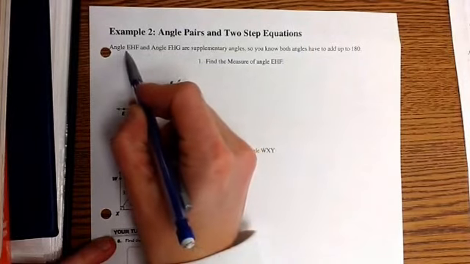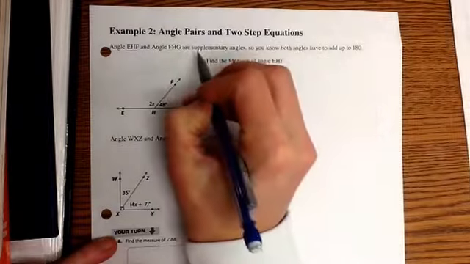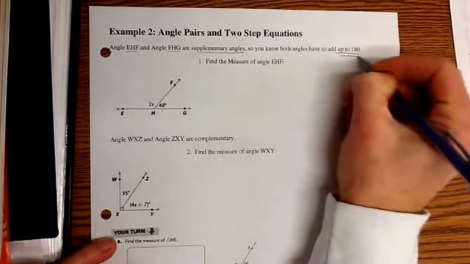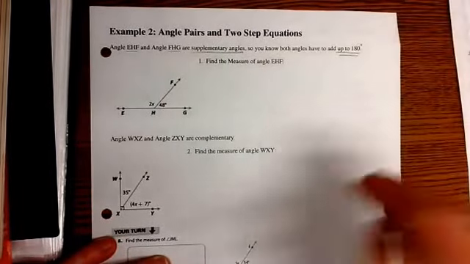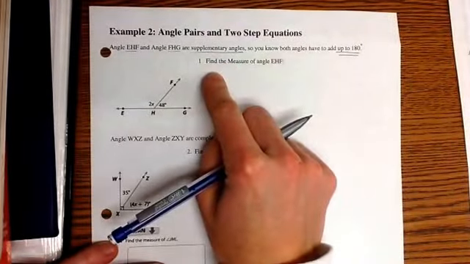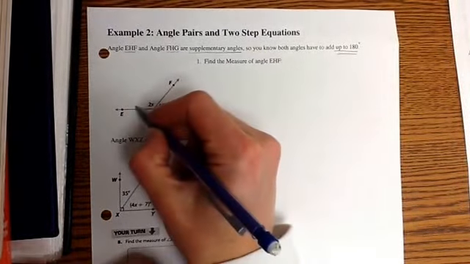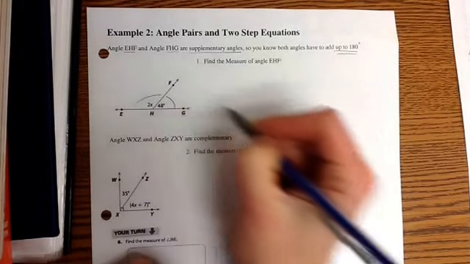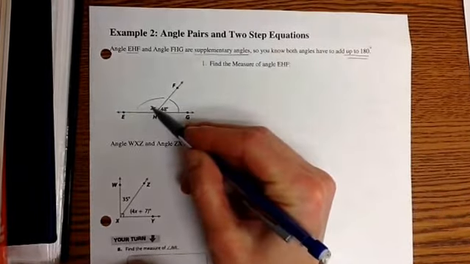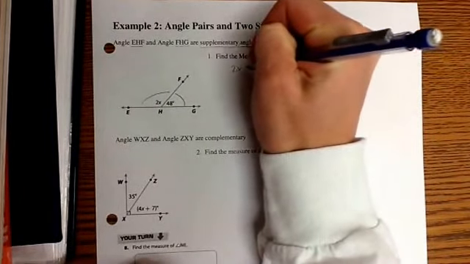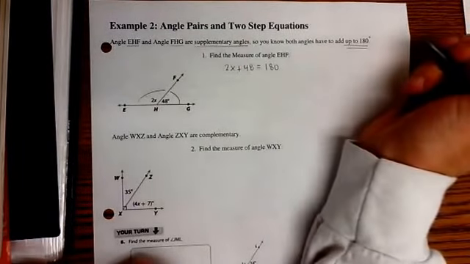We're going to have angle EHF and angle FHG are supplementary angles, so they add up to 180 degrees. I should have had a degree sign right there. Okay, so what the question's asking me is to find the measure of angle EHF. All right, so I know that this angle and this angle have to add up to 180, so I need to write an equation. My equation is going to be 2x plus 48 equals 180 degrees.